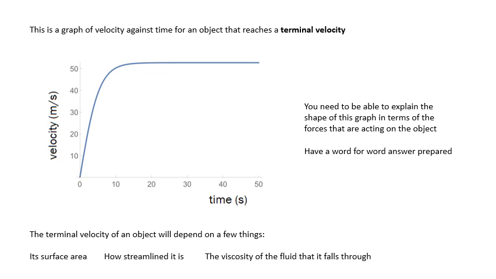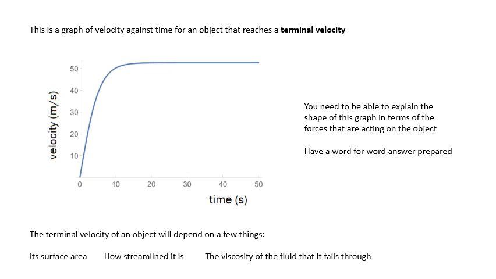This is a very important graph. You need to understand this graph and be able to explain it. It's the graph of velocity against time for an object that reaches terminal velocity. Terminal means maximum. It reaches a maximum velocity. This object, it's about 55, no, a bit less, maybe 52 meters per second, looking at the graph.